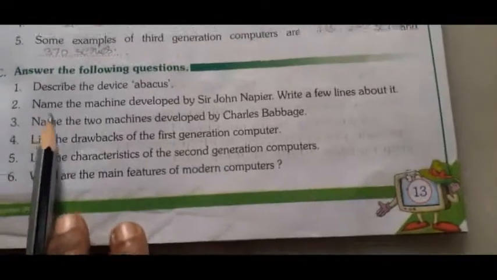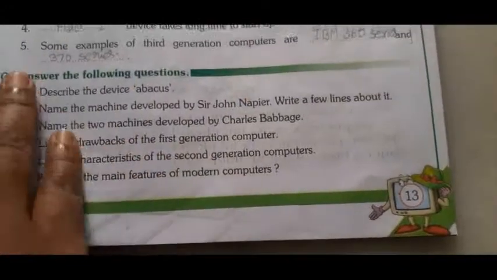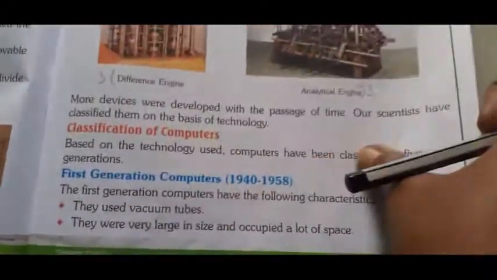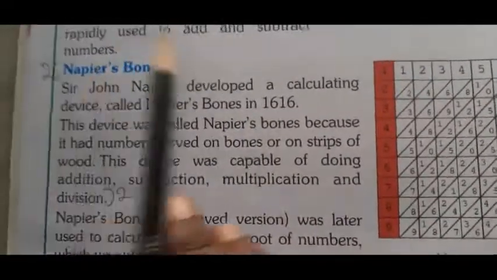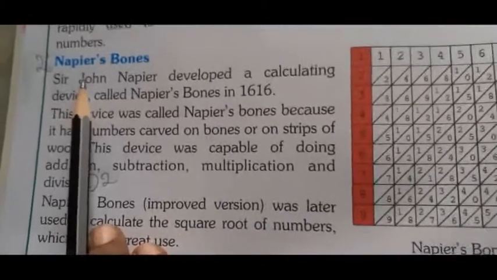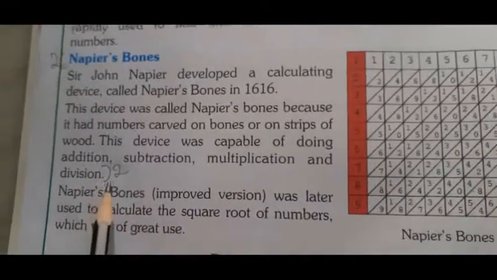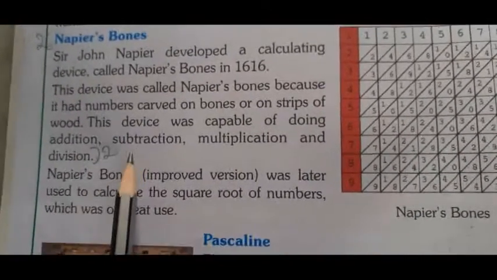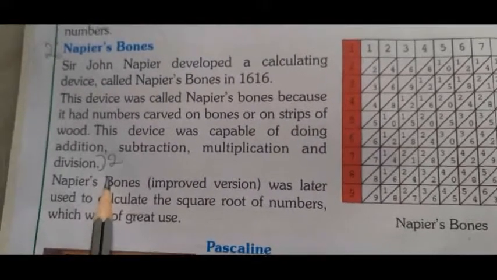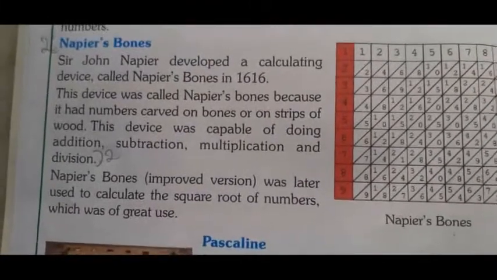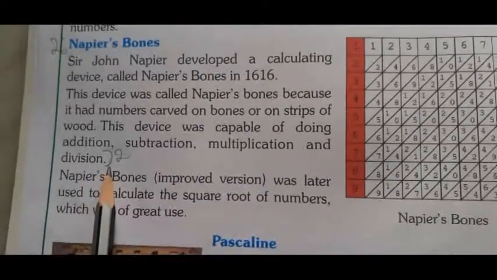Okay, and see what is the second question. Name the machine developed by Sir John Napier. Write a few lines about it. For this question, see page number 6. Page number 6, second paragraph is there, no? Napier bones. You should write the side heading also. From here onwards, to the end of this paragraph, that is multiplication and division. Up to here you should write. This is the second question answer. Okay children, from Napier bones onwards to here, division.